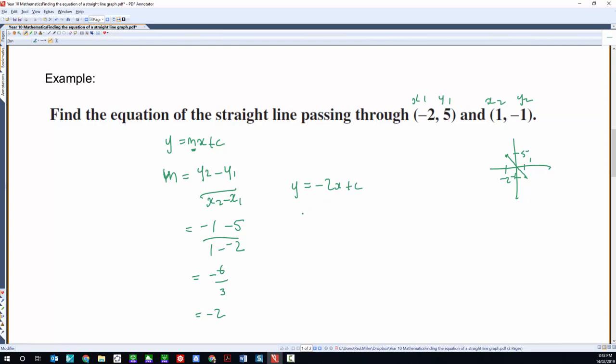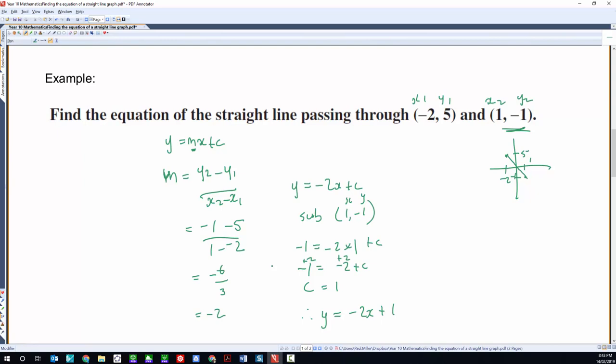So again, what we're going to do is sub one of those coordinate points in. Generally, I look for the ones that have either got positive numbers or smaller numbers. So I'm going to sub this coordinate point in, given that they've both got negatives. So 1, comma, negative 1. So we're going to say that y, or remember this is an ordered pair, x and y values. So this is a y value here, negative 1 equals negative 2 times 1 plus c. Negative 1 equals negative 2 plus c. I'm going to add 2 to both sides, and that tells me that c is equal to 1. Therefore, my equation is y equals negative 2x plus 1.